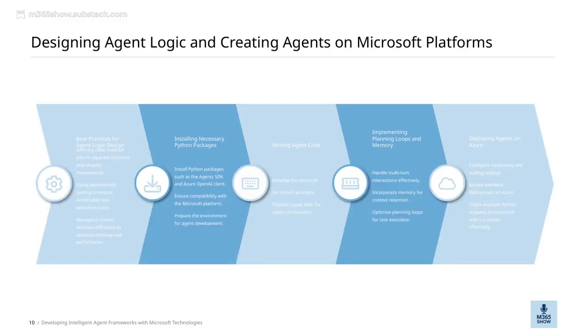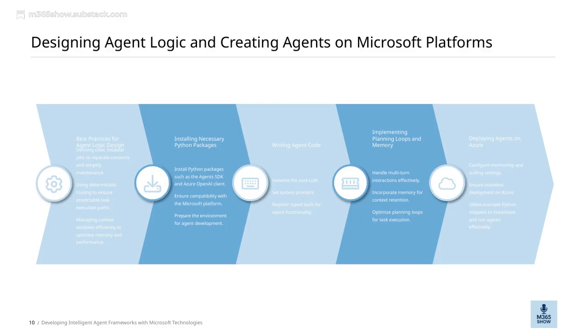Now, let's talk about some best practices for designing your agent logic. First, it's important to define clear and modular jobs. This helps to separate concerns, making your code easier to maintain and update over time. Next, using deterministic routing is crucial because it ensures that your agents follow predictable paths when executing tasks, which improves reliability and debugging. Managing context windows efficiently is also key.